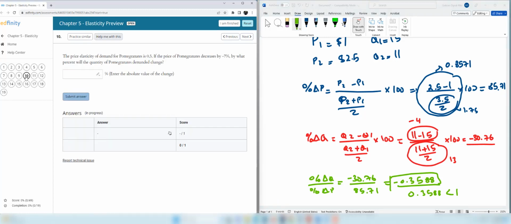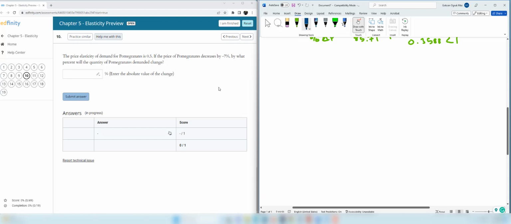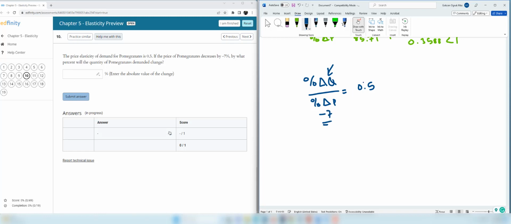Let's check question 10. Here in this question, we need to find the percentage change in quantity demanded. Remember the elasticity formula. Percentage change in quantity demanded divided by percentage change in price. And the elasticity is given 0.5. So therefore, we need to find this part, and also we know that if the price of pomegranates decreased by negative 7%. Now I'm keeping the negative sign here, and I'm going to also keep the negative sign here.